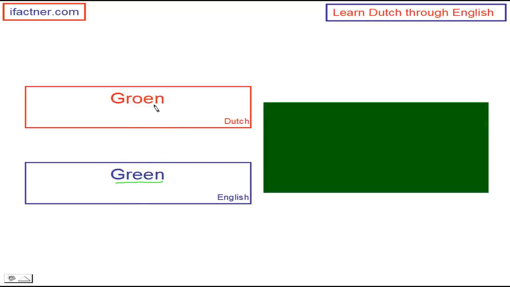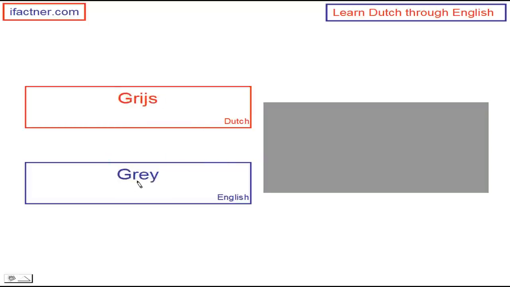Green, groen. G, R, O, E, N, groen. Grey, grijs. G, R, IJ, S, grijs. The IJ is pronounced like a long A sound, grijs.